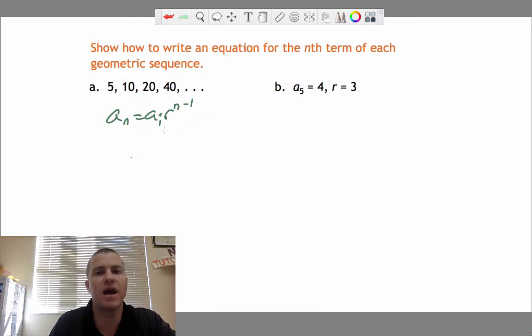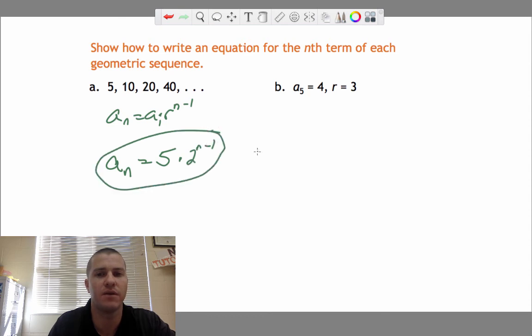So a sub n, write an equation for the nth term. I'm leaving a sub n as a sub n, and I'm leaving n as n. So my a sub 1 is 5. My common ratio here is 2. And so that's the formula for this one.